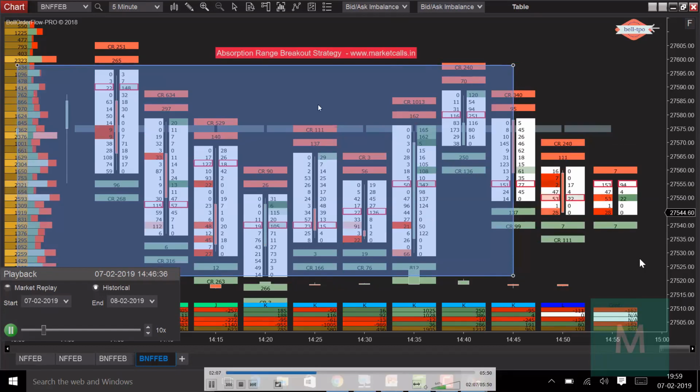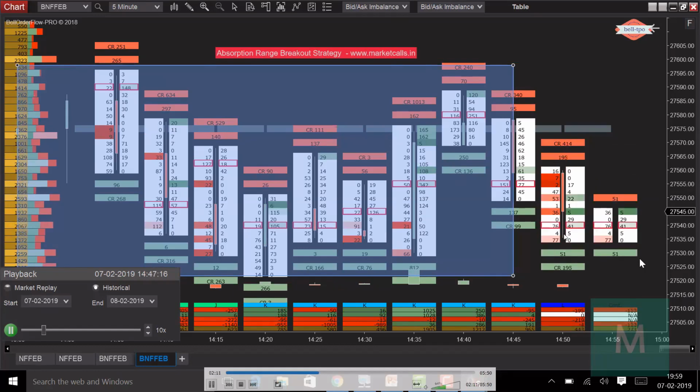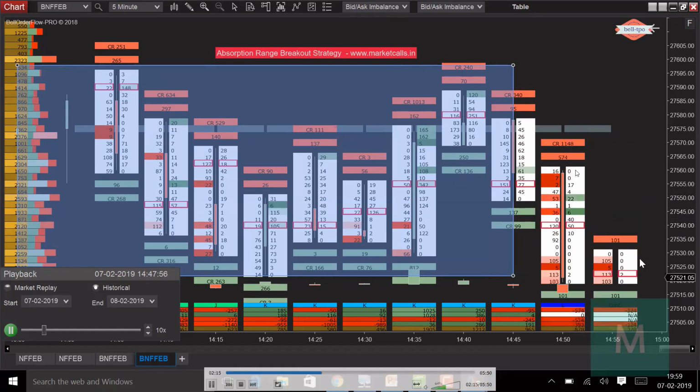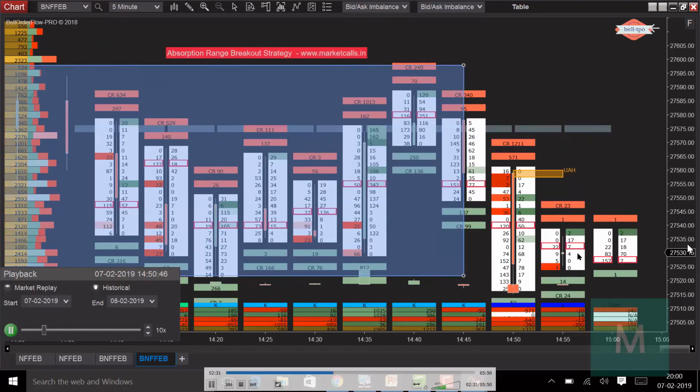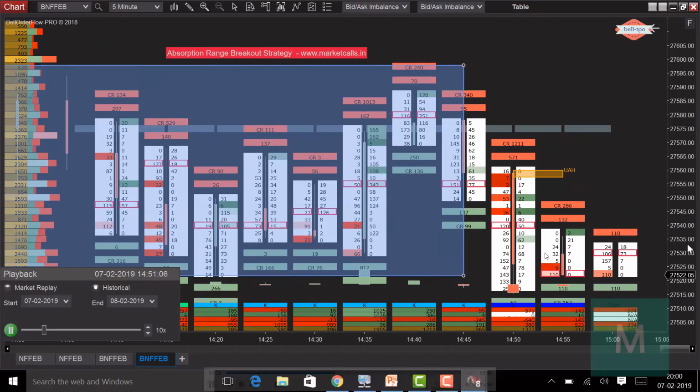Before getting into the range breakouts, what you'll see is ultra-low transactions happening before price breaks out of the range. You'll see the volumes getting thinned out, with a lot of zero fills. There are no more than 100 or 200 volumes over there. The volumes are getting thinned out, and now the breakout might happen, especially after a thin volume.